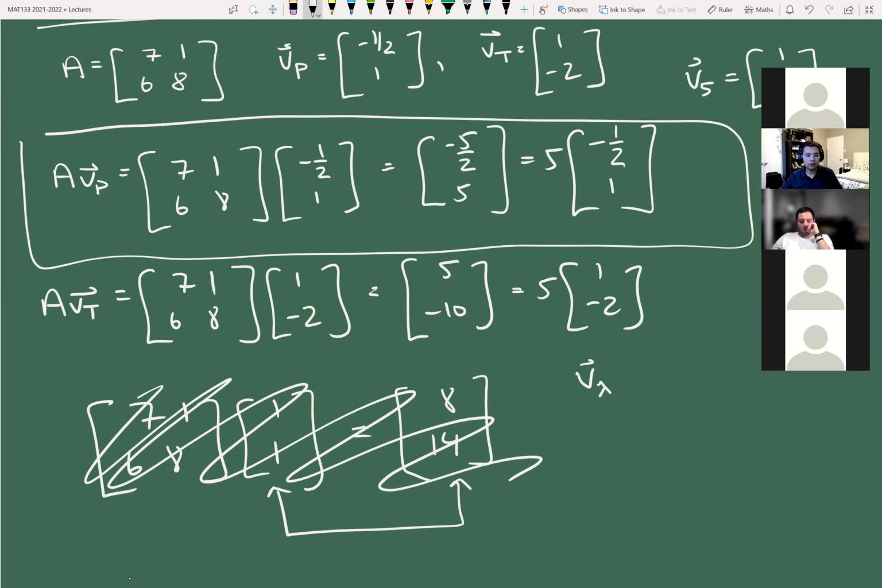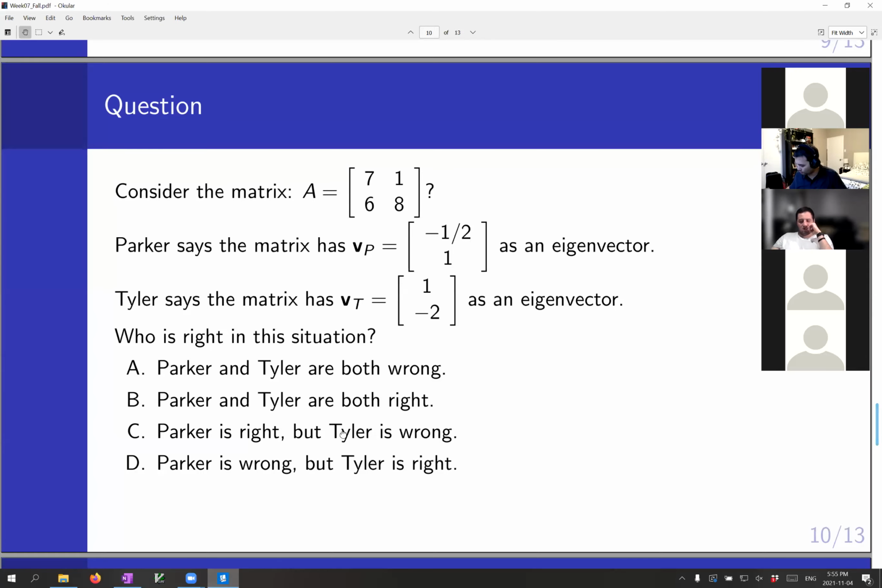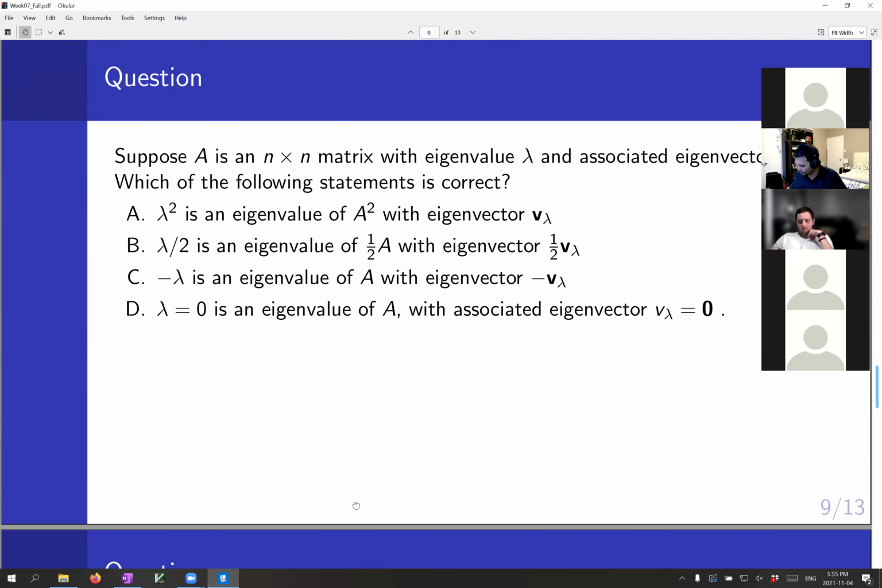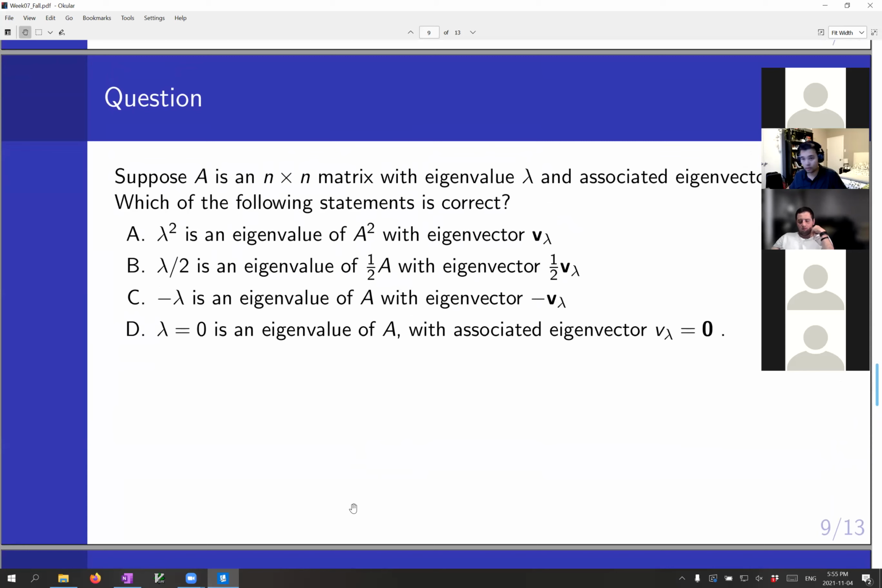Okay, I want to do a slightly more abstract one, just as kind of our sending off one. Okay, and we'll see how this one goes.